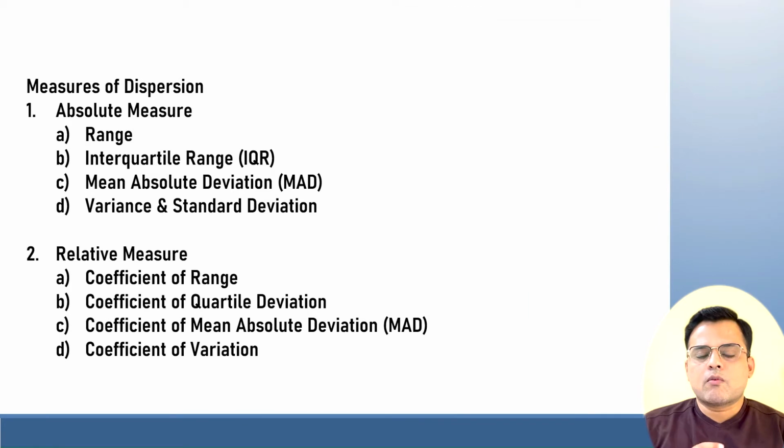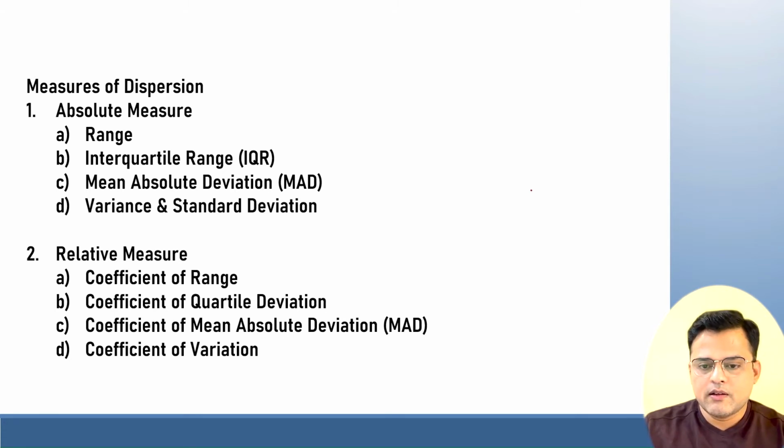When we talk about measures of dispersion, before starting we have to understand the drawback of measures of central tendency. The measures of central tendency describe the central value of the data set, but they do not explain how the values are dispersed or scattered on each side of the central value.